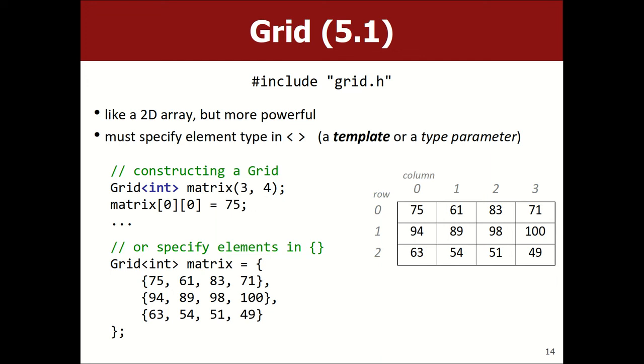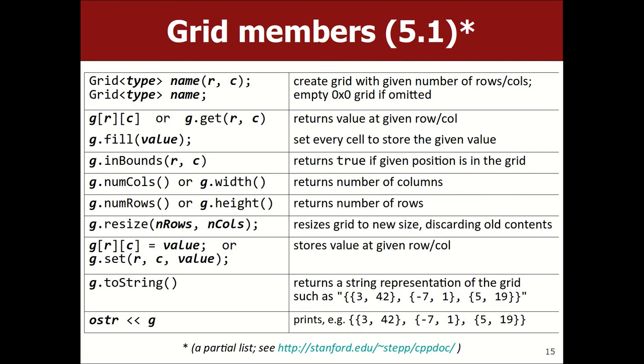Some students ask, could I use a vector of vectors instead of a grid? Yeah, I guess so, but a grid is sort of like a short form of that, and it has some convenient syntax and methods that are helpful for this style of problem. So if you want two-dimensional stuff, I think you mostly want a grid. Here are the methods that a grid has.